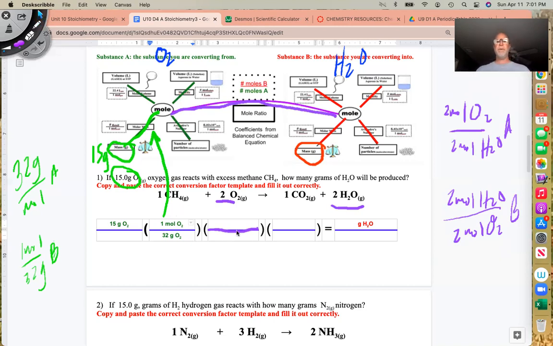That's right, ladies and gentlemen. We're going to use conversion factor B. So let's use conversion factor B. I'll put it in. 2 moles of O2.